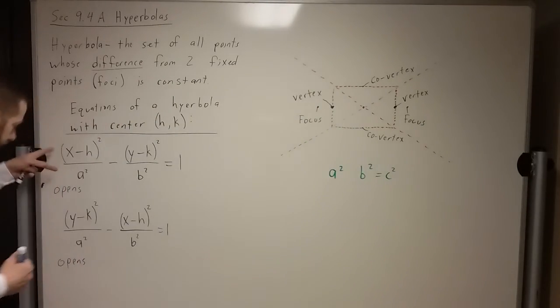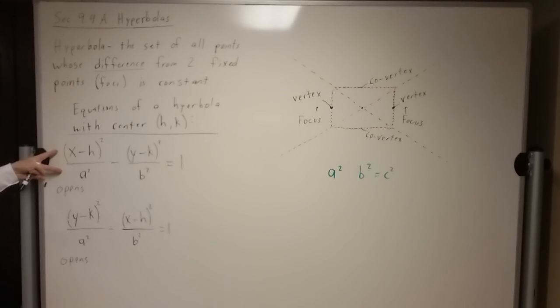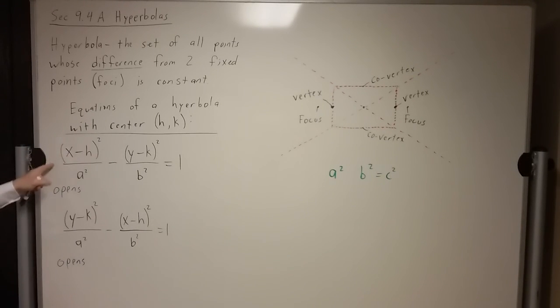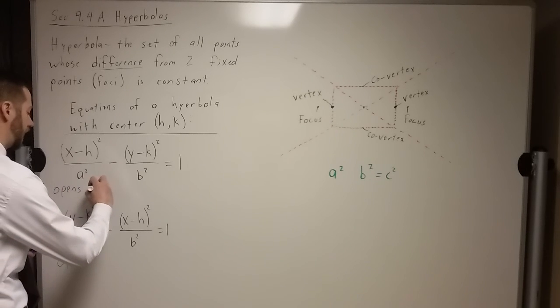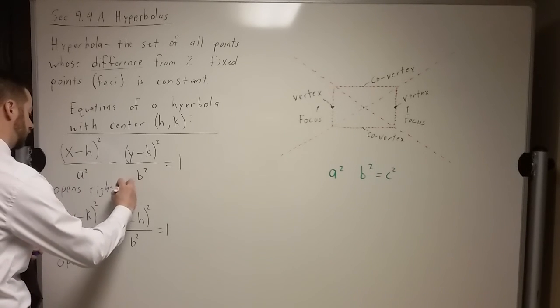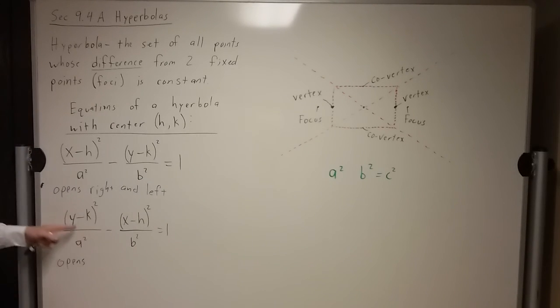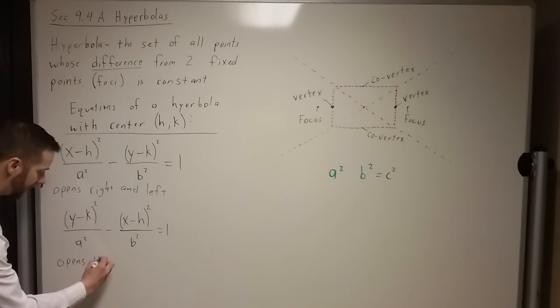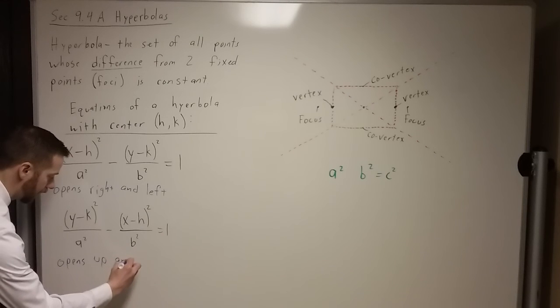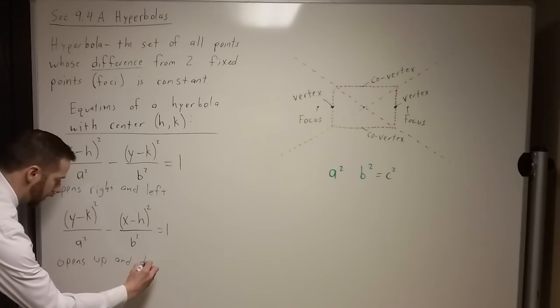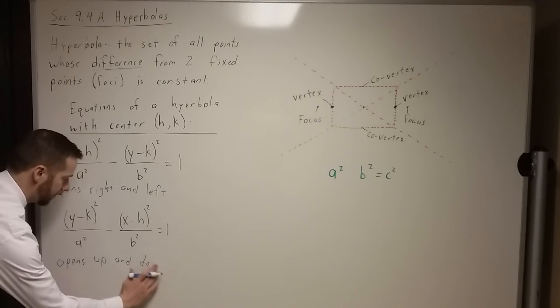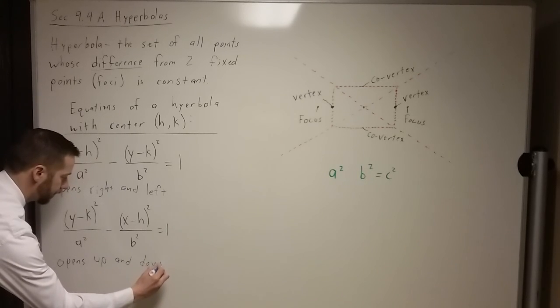And so on this one, our x is the positive term. And so we don't have a minus sign right in front of this whole term with the x. So this one is going to open right and left. And then if we've got the y term being the positive term, notice the negative is in front of the x term, that's going to make this open up and down. So that's how we can determine which way one of these is going to open.